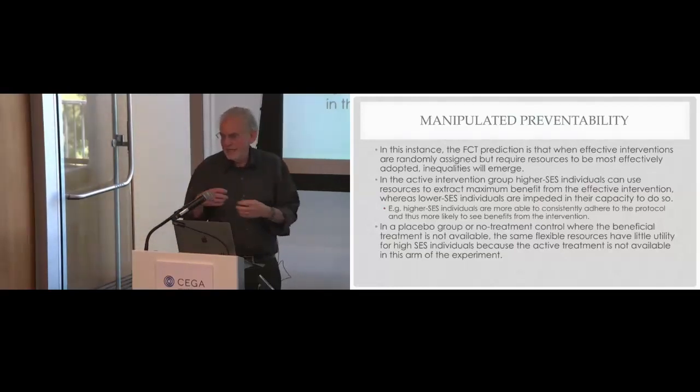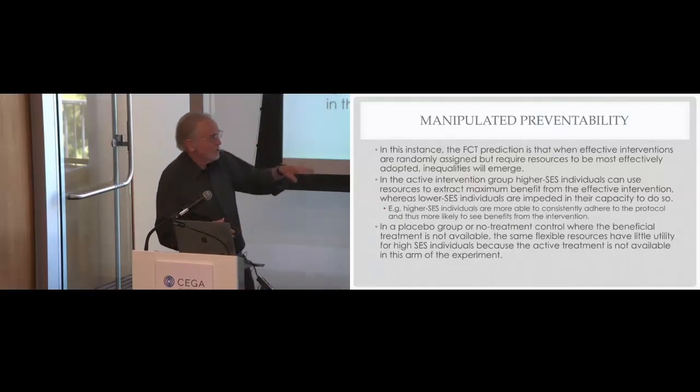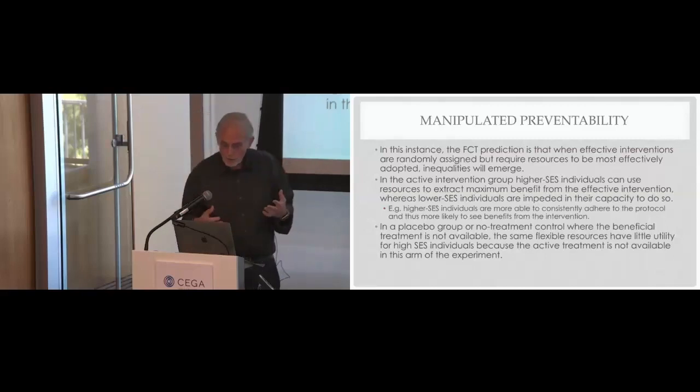So basically implementing the intervention in the active intervention arm, higher SES people, if it requires effort, might have a benefit in the active arm. However, in the placebo arm, where they're not getting an active treatment, they can still scamper to implement the protocol, but it doesn't do them any good. So the fundamental cause prediction would be in the active arm, you'll see an SES gradient. In the placebo arm, you won't see an SES gradient.